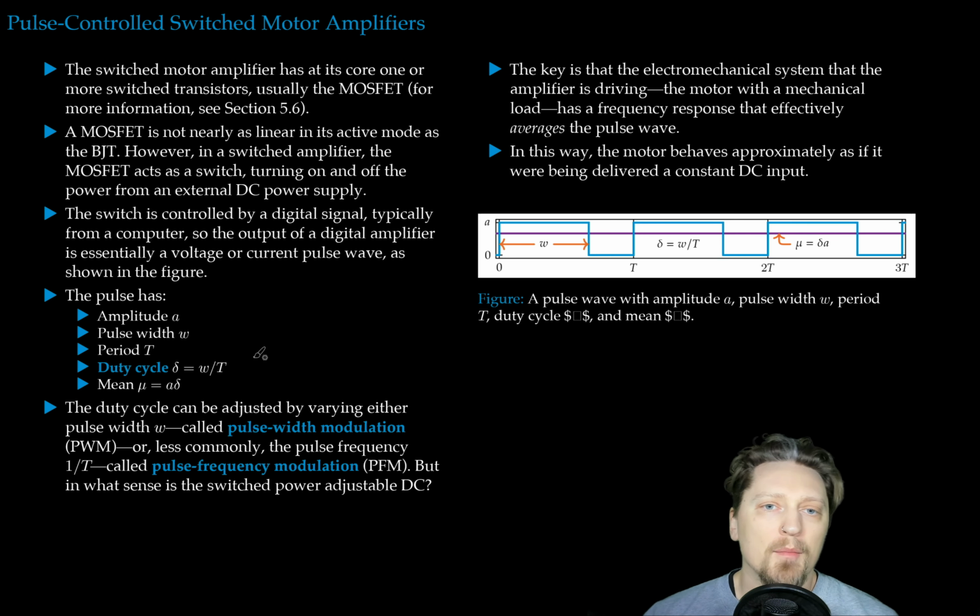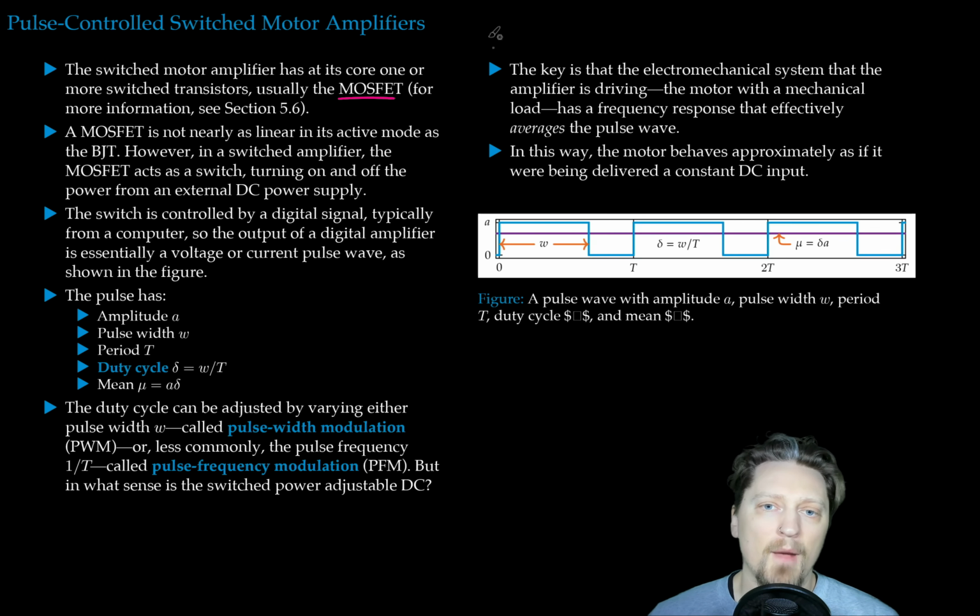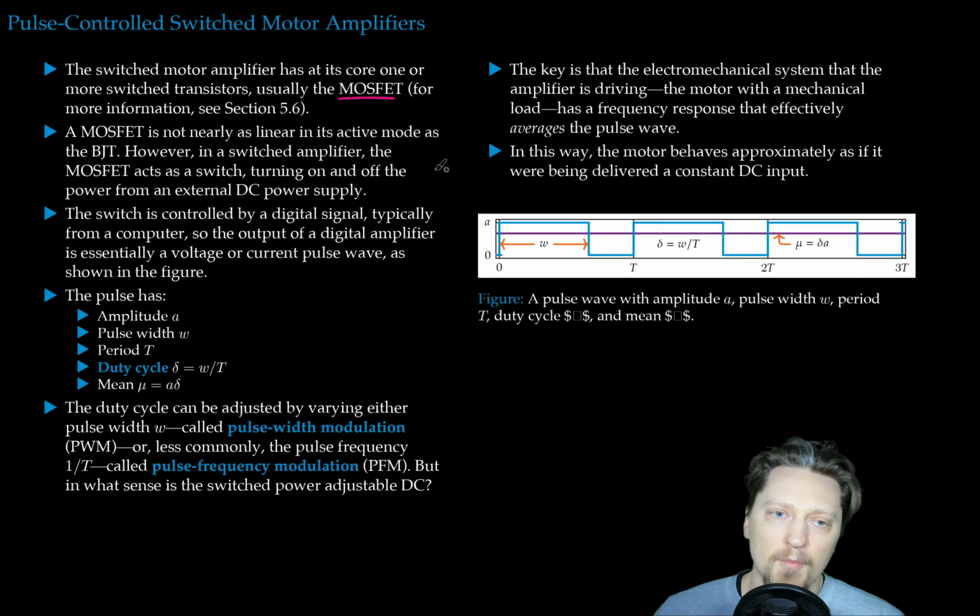Okay, pulse-controlled switched motor amplifiers. The switched motor amplifier has at its core one or more switched transistors, usually the MOSFET. We're going to talk more about MOSFETs in section 5.6, so if you wanted to go review the details there, you can. A MOSFET is not nearly as linear in its active mode as the BJT.